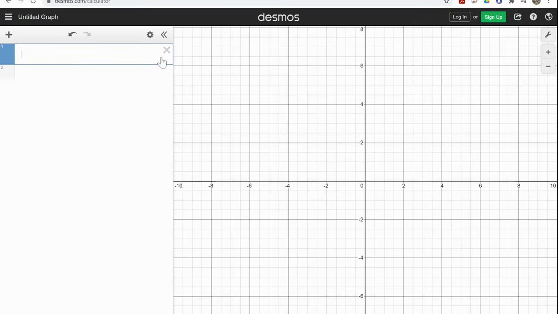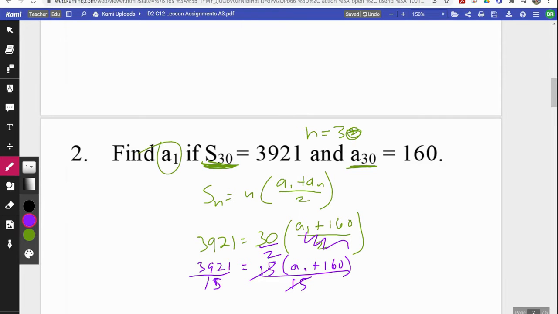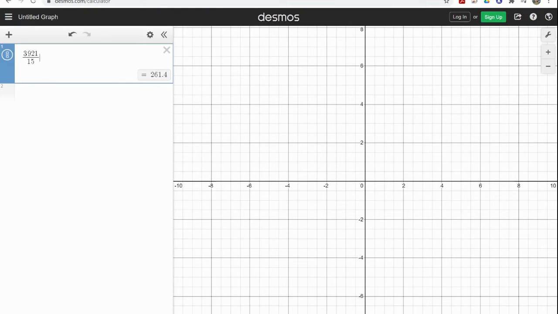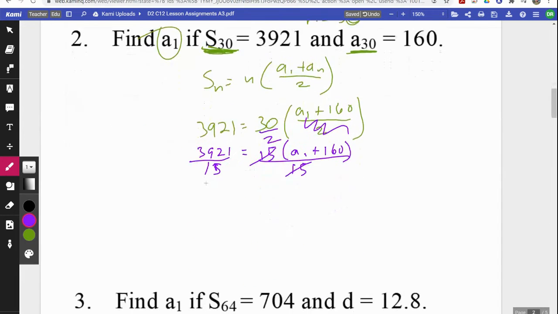3921 divided by 15, and we get 261.4. This is a sub 1 plus 160. And we would just, at this point, subtract 160. So 101.4 equals a sub 1.